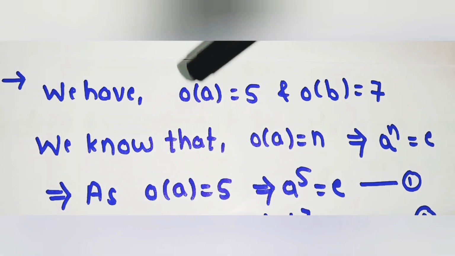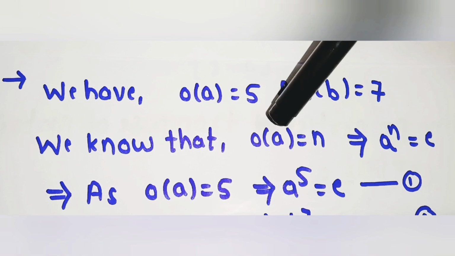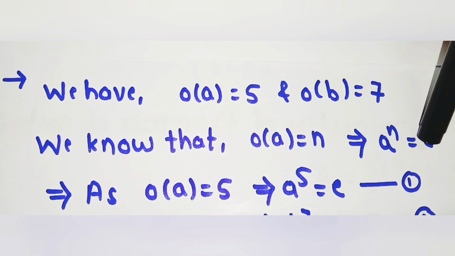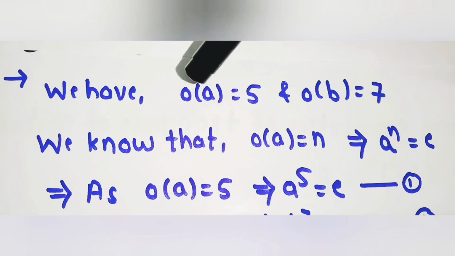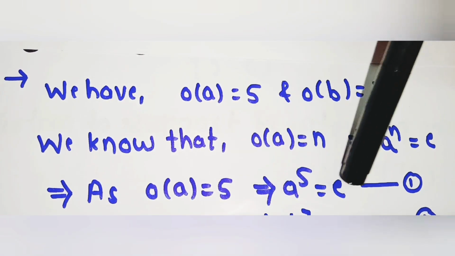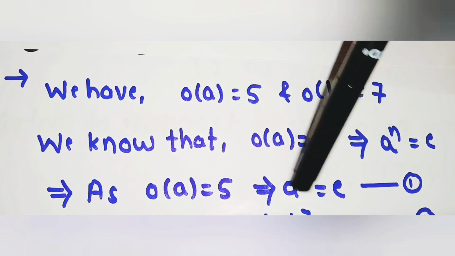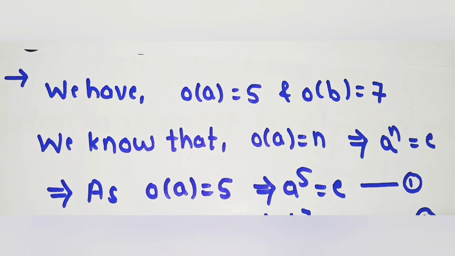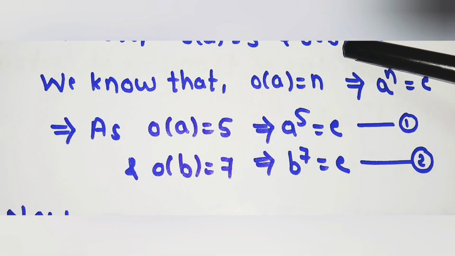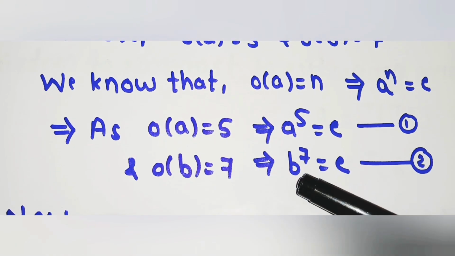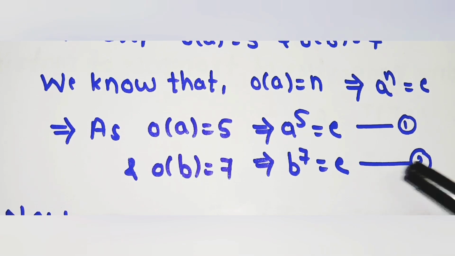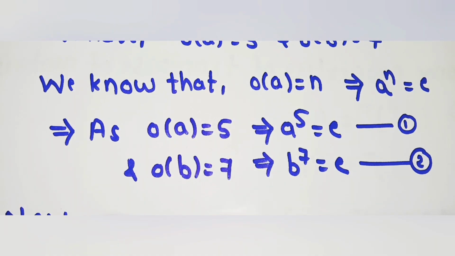We already know one concept: if order of a is equal to n, then a raised to n is equal to identity. Therefore, if order of a is equal to 5, then we have a raised to 5 is equal to identity. Denote this as equation number 1. Similarly, order of b equal to 7 implies b raised to 7 is equal to identity. Denote this as equation number 2.